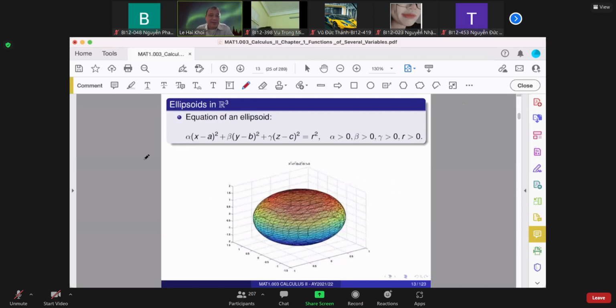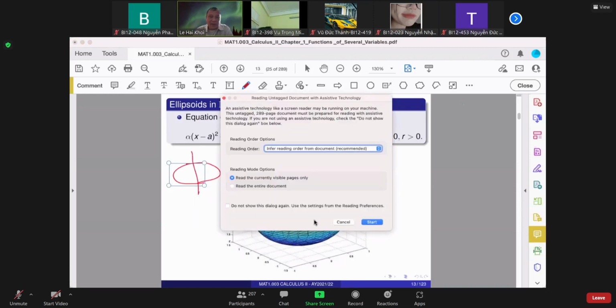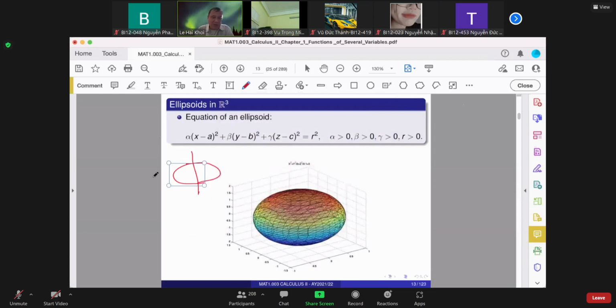For ellipse, you have the ellipse in R2, right? That one. And now you can have the so-called ellipsoid. Ellipsoid means you have the form of an ellipse, but in R3. And actually, in our life, you may have a lot of things with such a shape.